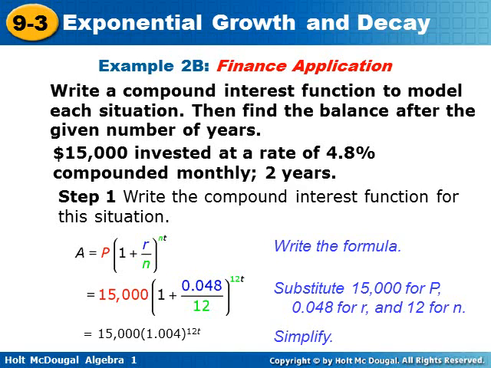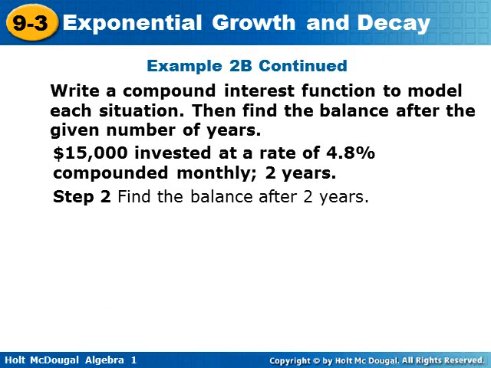When we simplify what's in the parentheses, we end up with 1.004. So now we have 15,000 times 1.004 raised to the power of 12t. So we're finding the balance after 2 years. We're going to substitute 2 in for t.